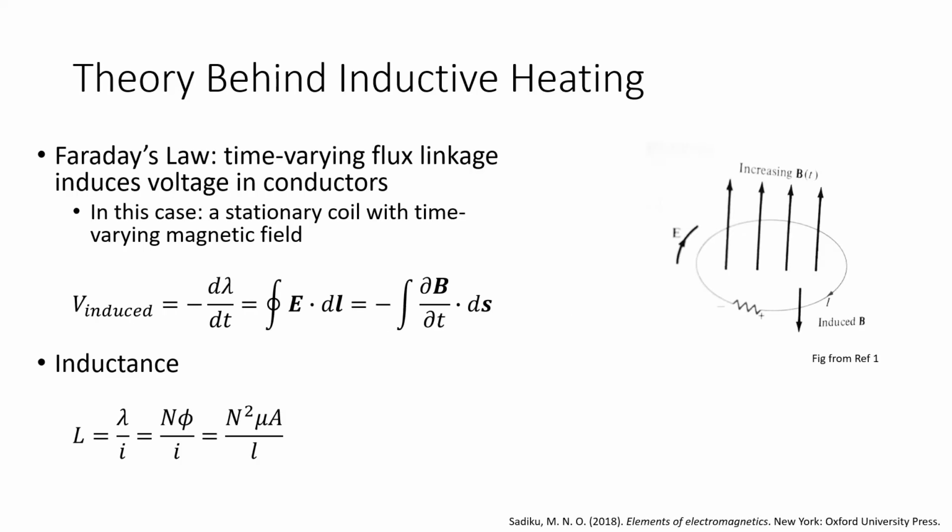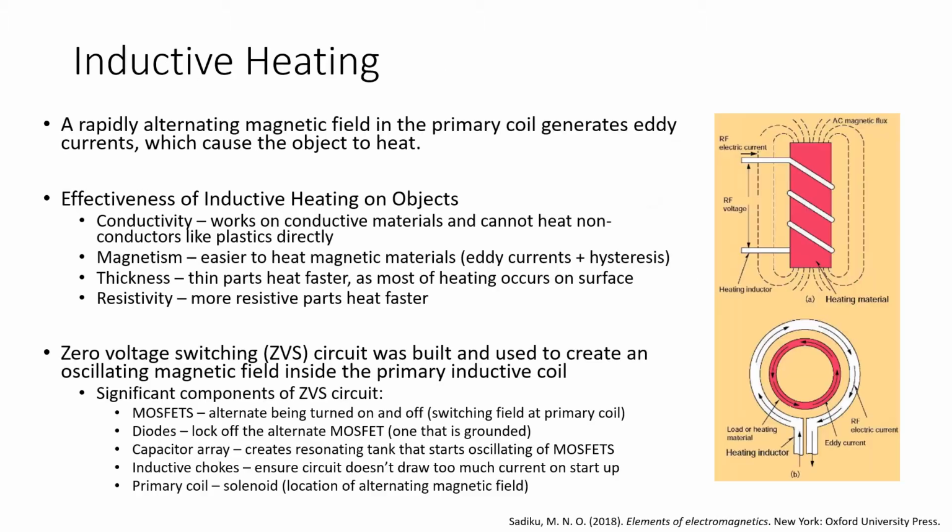The theory behind inductive heating is Faraday's law, which states that time-varying flux linkage induces voltage in conductors. In this case, I'm using a stationary coil with a time-varying magnetic field. The inductance of the coil can also be described using the formula for L. The rapidly alternating magnetic field in the primary coil generates eddy currents in an inserted object. Eddy currents are the result of Faraday's law. The eddy currents flowing through the resistance of the material cause it to heat through Joule heating.